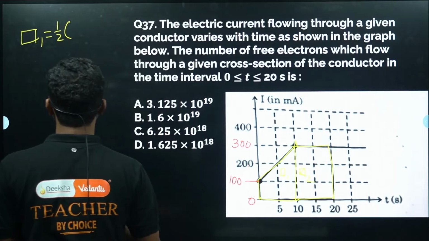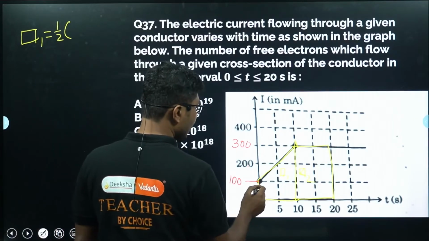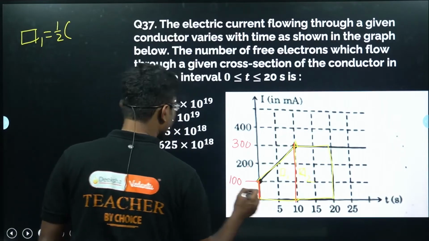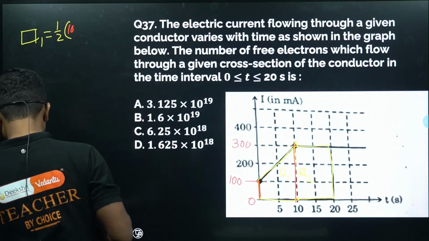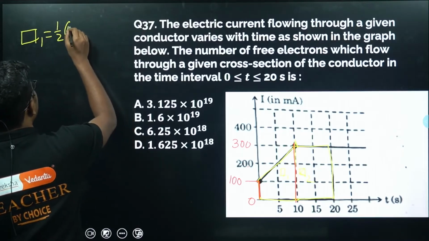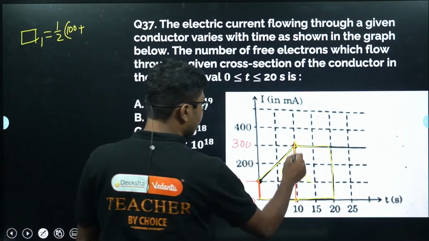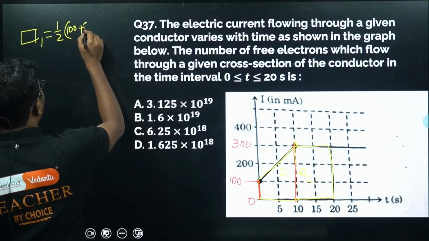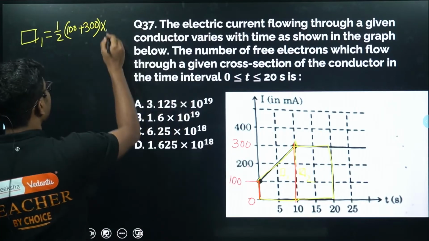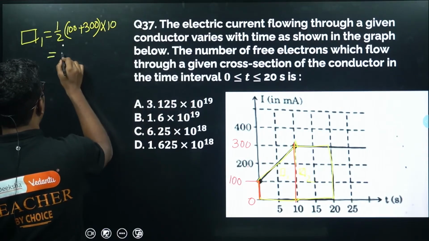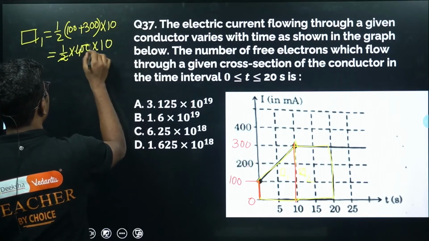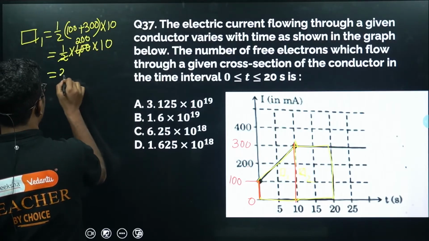Now what is the area of a trapezium? Trapezium's area is half times the sum of the parallel sides. So this side is 100 plus this side is 300, right? Times the distance between them. Distance between them is 10, right? So half times 400 times 10, so it will be 200, so it will be 2000.